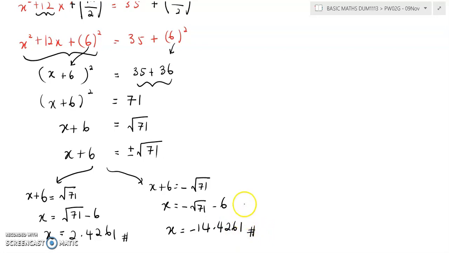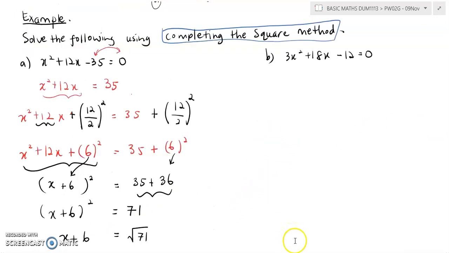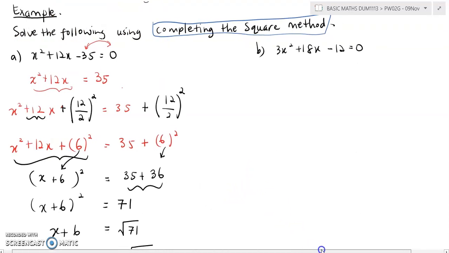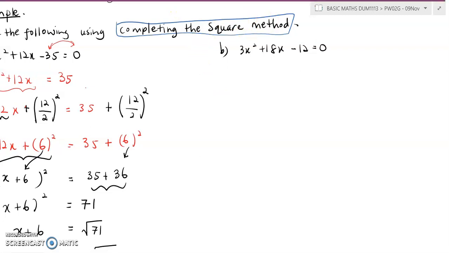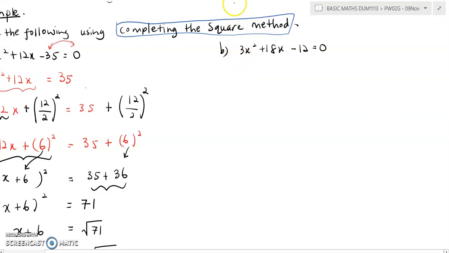Let's try the second example. In this example, given 3x squared plus 18x minus 12 equals 0. And we need to solve this equation by using the completing the square method. Okay, so the first step is to make sure that the coefficient of x squared is 1. For this example, the coefficient of x squared is 3. So we must make this number become 1.